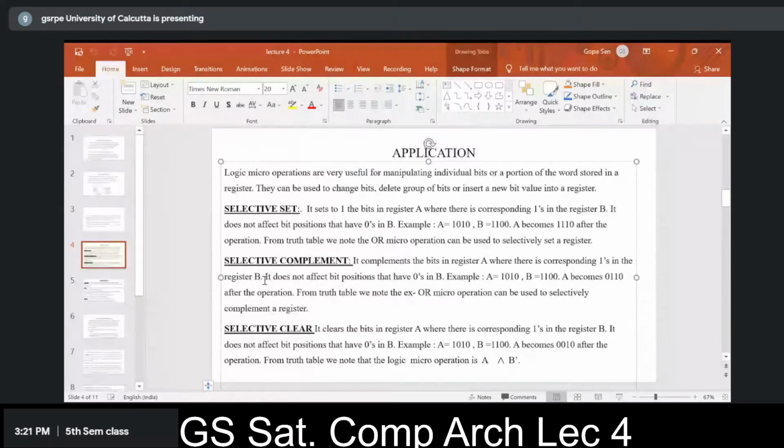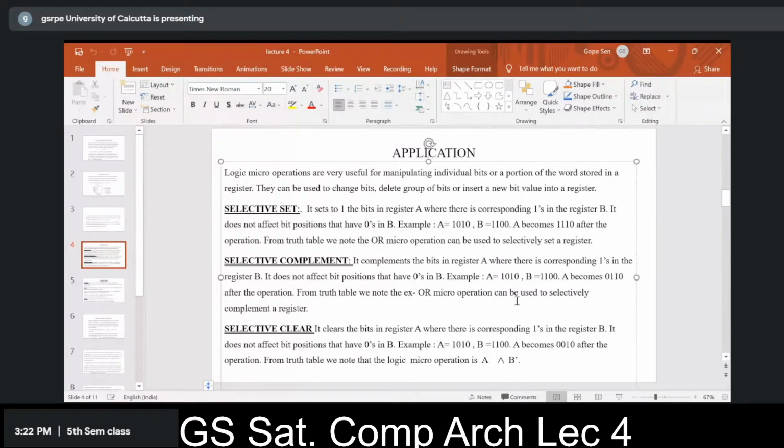So again we consider the same example. A is 1010, B is 1100. So if selective complement is executed, what will be the new content of A? Ma'am, last two bits will remain the same and the first two bits will be complemented, so 1 will become 0 and 0 will become 1. It will be 0110. So after this selective complement, A will now be 0110.